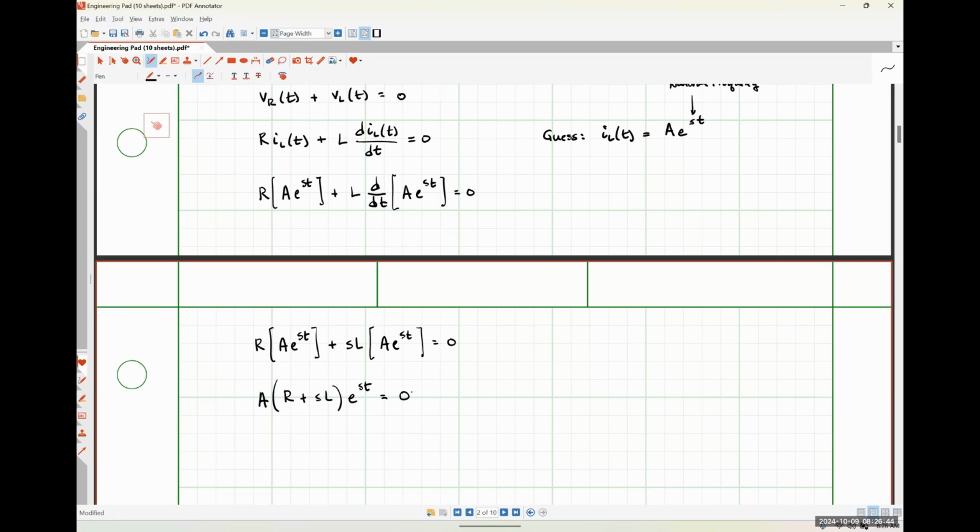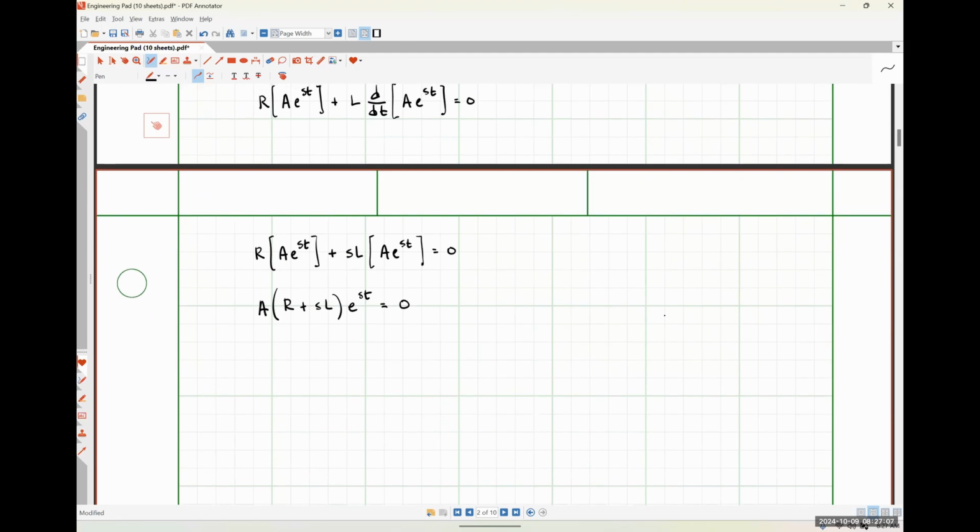E to the st will trend towards 0 if s is negative, okay? But we can't necessarily guarantee that, okay? So if s is negative, and depending on what value s has, if we wait long enough, this thing might look like 0. But that's not really the way to go either. So we're going to have to look at this middle term, which is known as the characteristic equation.